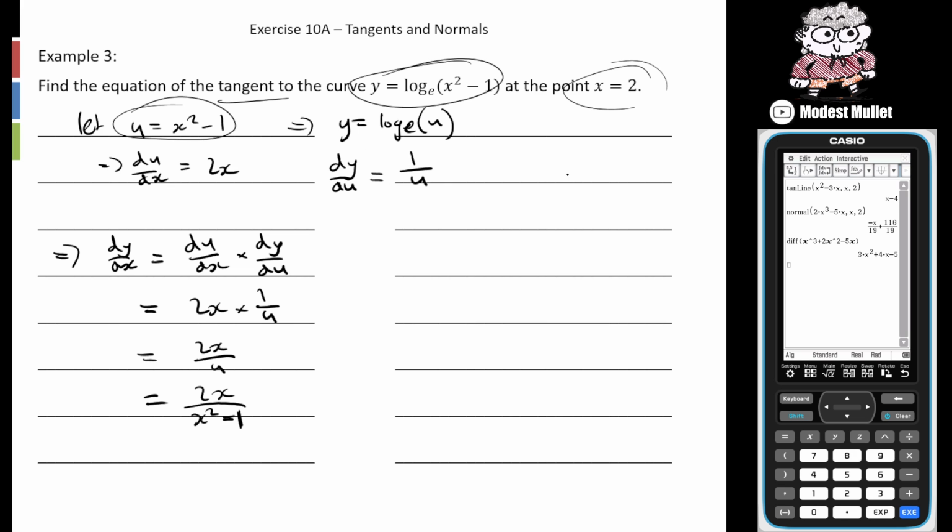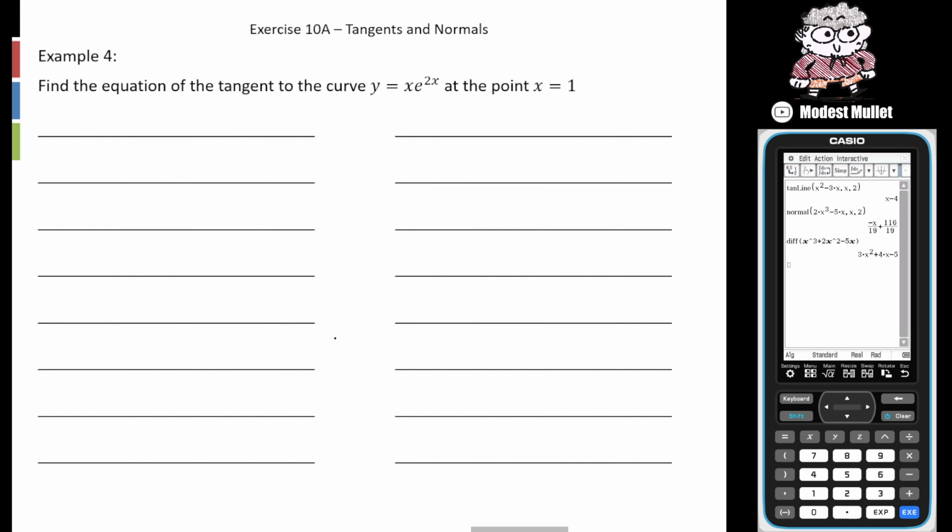Then you need to sub in x equals 2. You also need to sub in x equals 2 into the original function to find out what your y value is and then go from there. But I'm going to leave the rest of that problem for you to do for the sake of time.